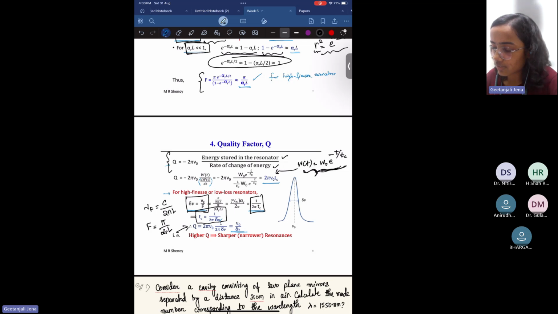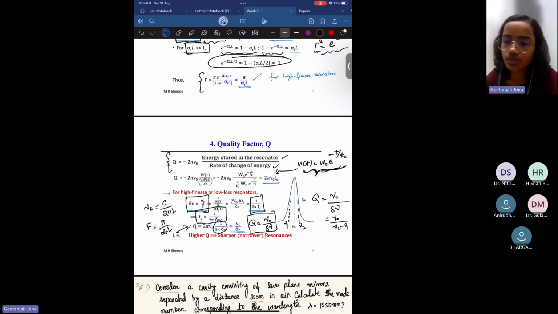From that, you can then calculate the quality factor: 2 pi nu 0 times 1 by 2 pi delta nu, where this is the value of Tc. From this, the quality factor is nothing but nu 0 divided by delta nu. This relation we have already seen before also. So the quality factor is the resonance frequency divided by the line width of the resonance, that is nu 0 divided by nu 2 minus nu 1, where this is nu 1 and this is nu 2.